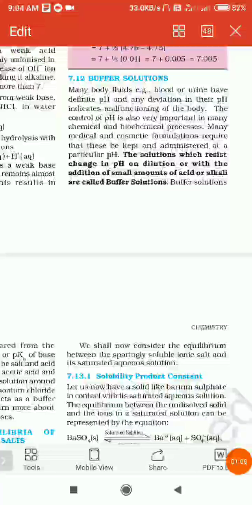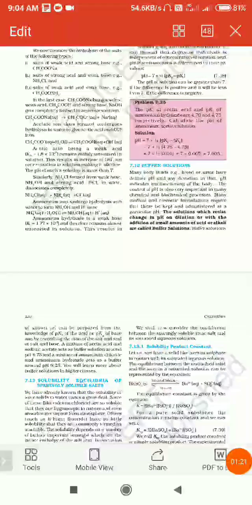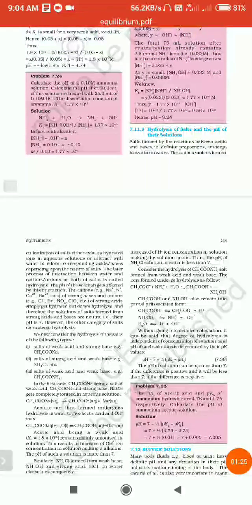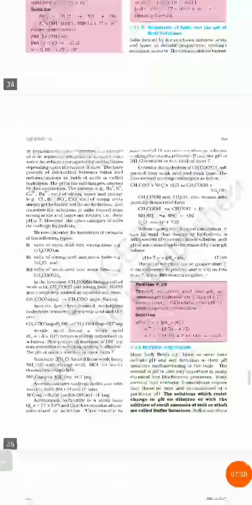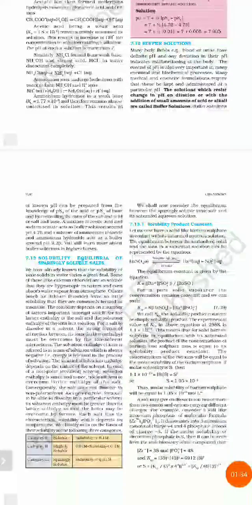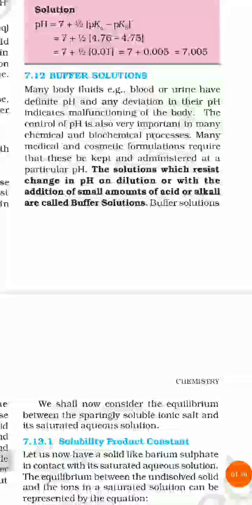What is meant by buffer solution? Common ion effect, what it is and what its applications are, we saw yesterday. Hydrolysis of salts and the pH of their solutions, we saw yesterday. Right. Now today we are going to see buffer solutions. What is meant by buffer solution? What is the major use of a buffer solution?